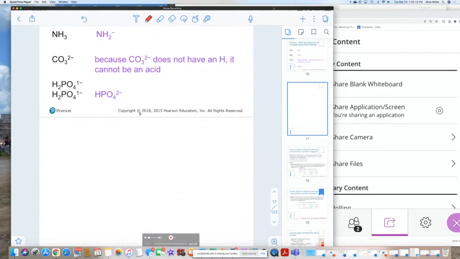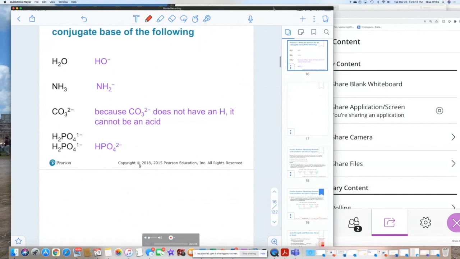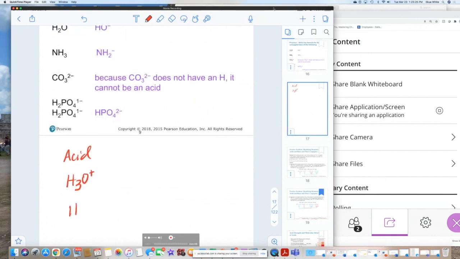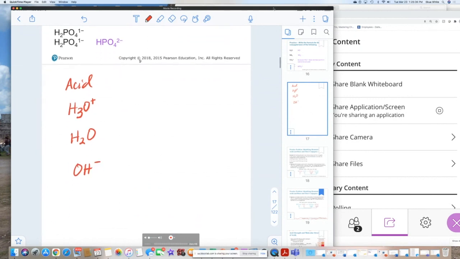Okay, so now I'm trying to get the base from the acid. So what I'm going to do here, I'm going to add some parts. These will be my acid. I'm going to add some to the formula we have here. I'll add this. I'll add this. I'll even add this. The point is for us to learn how to do this, right?